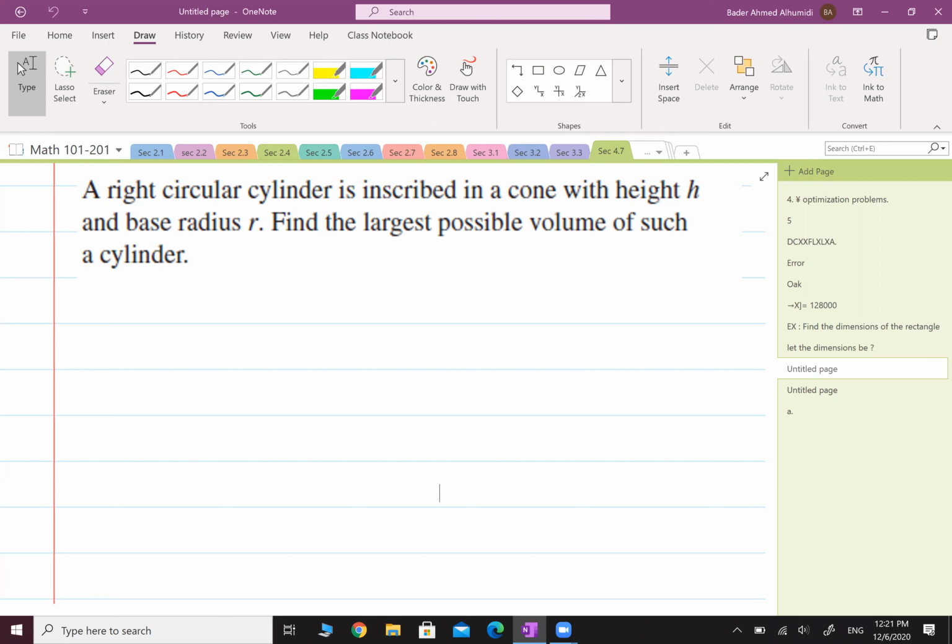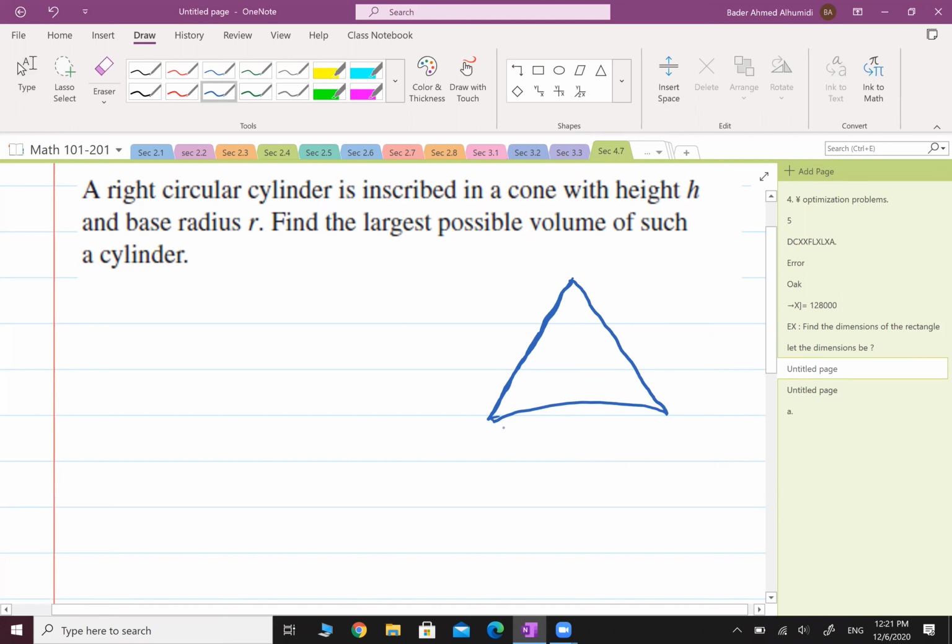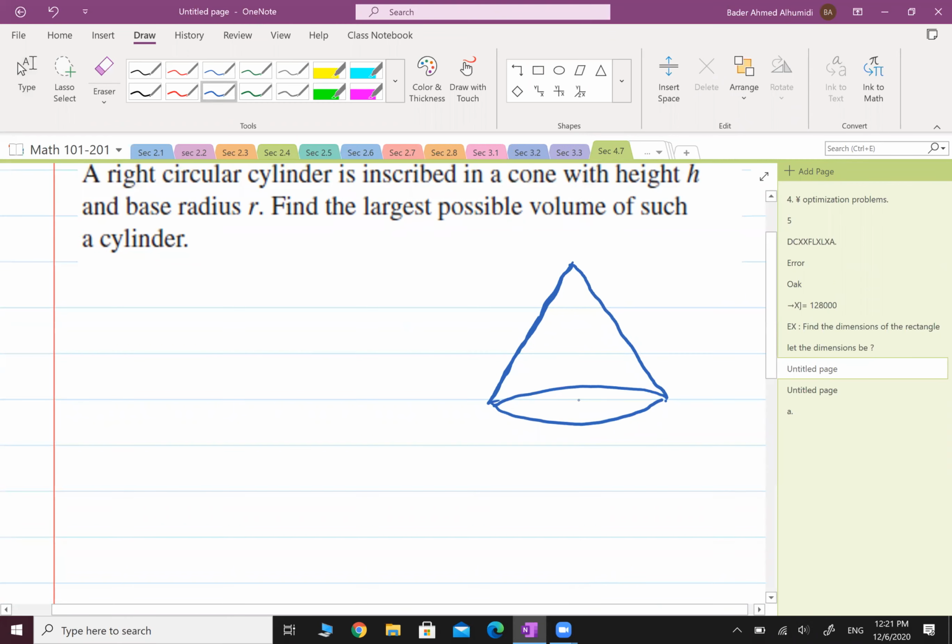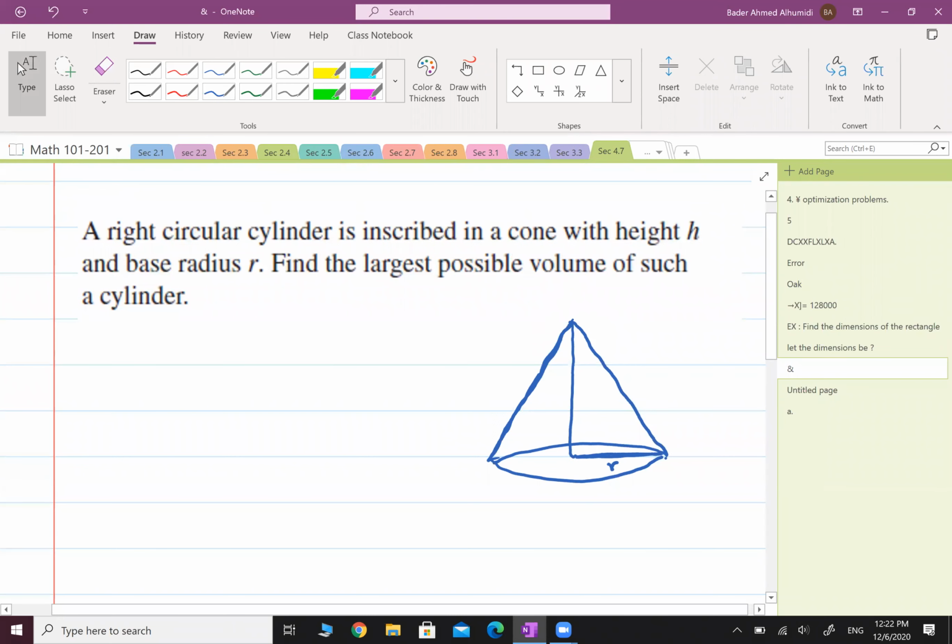Excellent. A cone, something like this, is like a triangle rotated about the y-axis. So we have something like this. This is a cone. Okay, what do we need to do? He gave us the dimensions of this. He gave us that this is the base radius, equal to r. This is equal to r. And he also gave us the height here. These are dimensions. The height is equal to h. So this is what we have. This is what's given in the question.